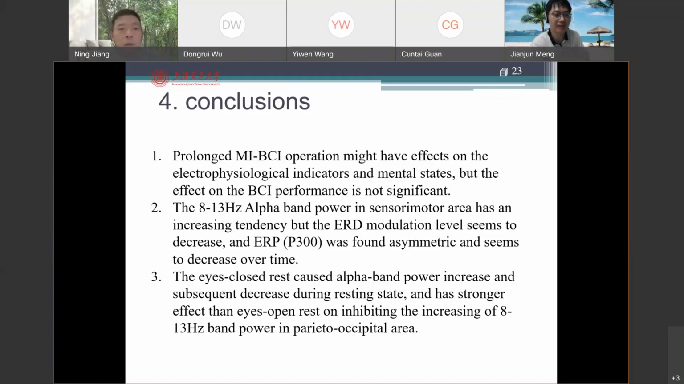Okay, yeah, thank you. I have a question from the audience. Thank you, Professor Mon. Is the effect of fatigue on upper limb motor imagery BCI influenced by the use of dominant versus non-dominant hand per subject?